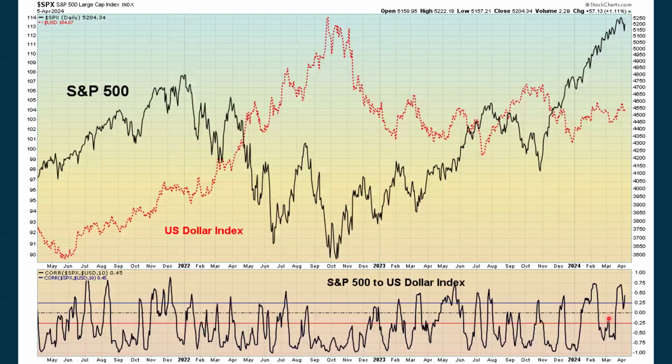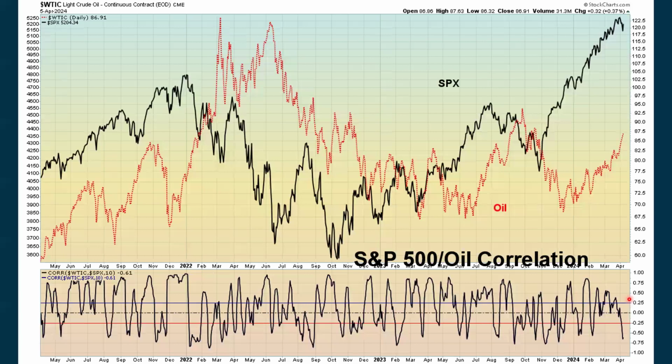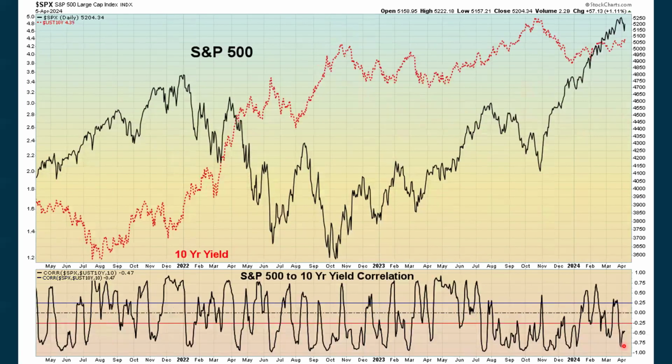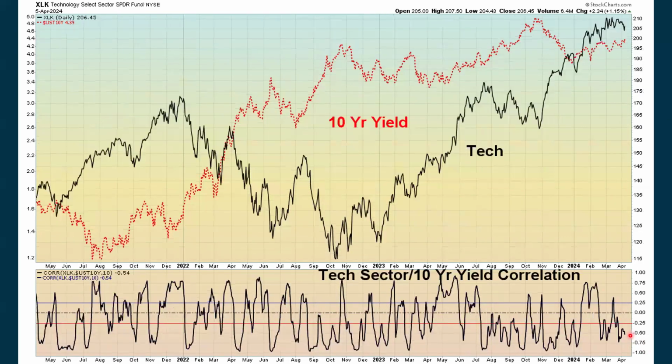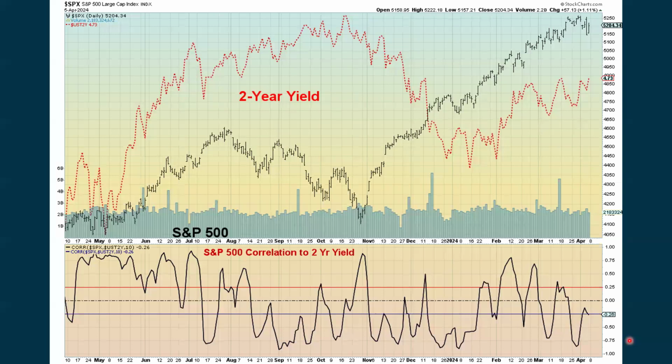Some correlations. We look at the S&P to the dollar, where they're having a slight tendency to go in the same direction. Then the S&P to oil, where they're having a tendency to go in opposite directions. That's because oil is going up for negative reasons. And we look at the S&P to the 10-year yield, also a slight tendency to go in opposite directions. And then the 10-year yield to tech, also slight opposite directions. And then a shorter term yield, the 2-year yield compared to stocks, we're still pretty much neutral right now.